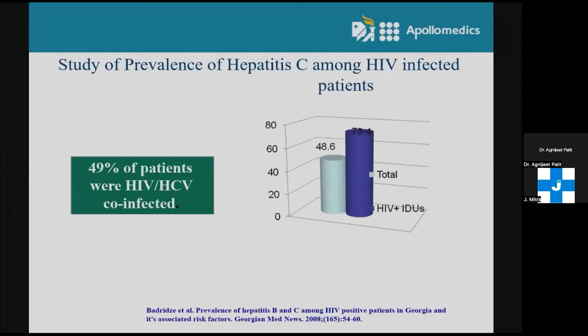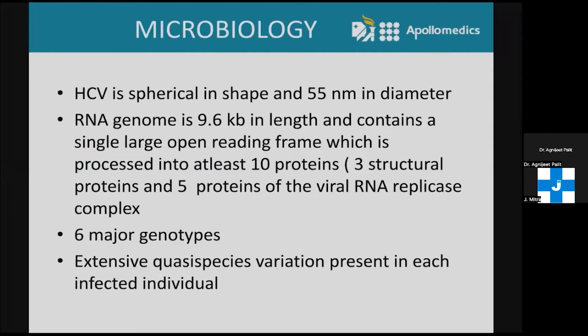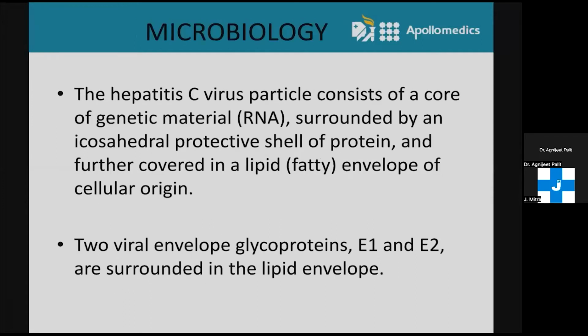Coming to the microbiology, the virus is spherical in shape and about 55 nanometers in diameter. The RNA genome, which is a single strand positive stranded RNA, is 9.6 kilobases in length and has a single large open reading frame which codes for 10 proteins, of which 3 are structural, consisting of the core and the envelope proteins, and there are 7 non-structural proteins. There are 6 major genotypes and there is extensive quasi-species variation present in each infected individual. I will tell you about quasi-species in the later slides.